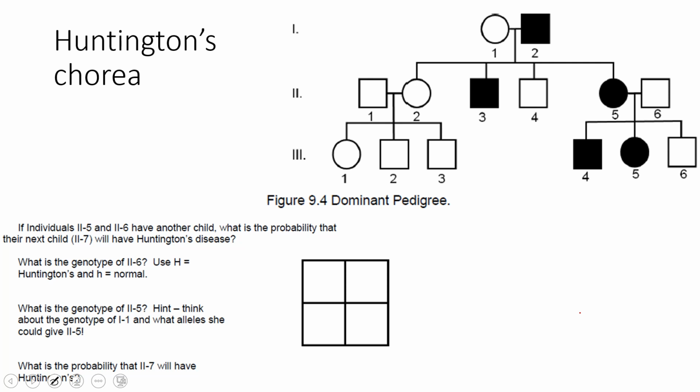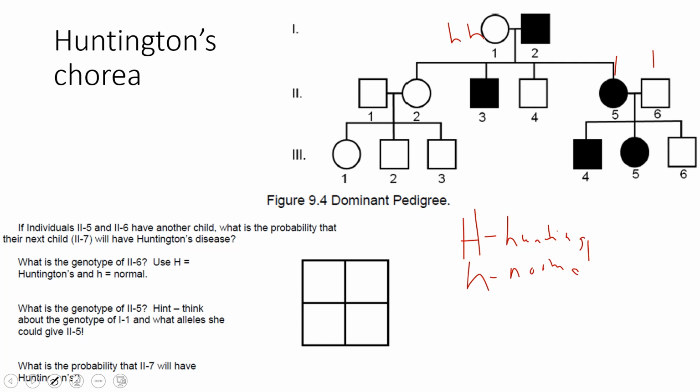Okay, so let's look at this. If individuals 2-5 and 2-6, that's this person and this person, have another kid, what's the chance that their next kid will have Huntington's disease? Okay, here's what we have to figure out. First off, is Huntington's disease dominant or recessive? As we look at the pedigree, it's showing up in every generation. About half the kids of a parent have it, so it's dominant, which means this time capital H means Huntington's, not normal, like it did over in albinism. Lowercase h means normal. So for everybody who is unshaded, you know they're lowercase h, because the only way to be normal is to be homozygous recessive.